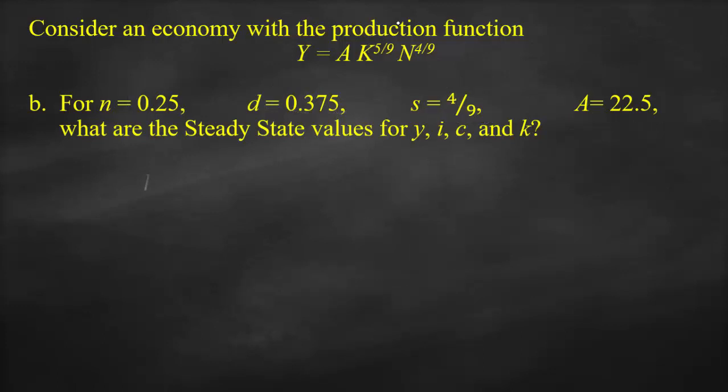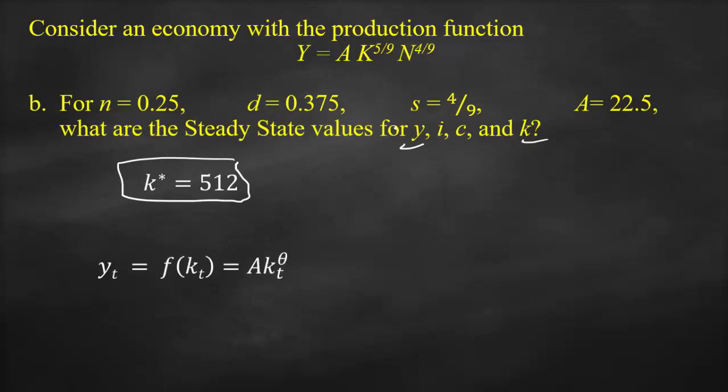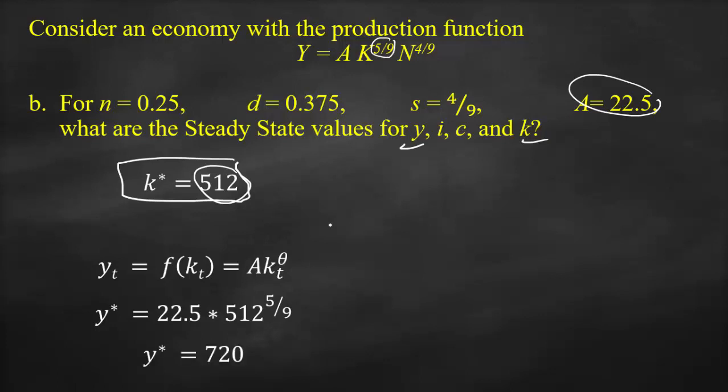Let's continue. So we just calculated k as 512. What we need to do now is to solve for our per capita output. In order to get our per capita output, I need to write our per capita output function. So I know that our little y_t equals A little k_t to the power theta, and I put t here, it refers to the time. So let's substitute. What's our A? 22.5 multiplied by capital, the one we just calculated, 512 to the power theta, which is 5 over 9. This will give you our per capita output of 720.